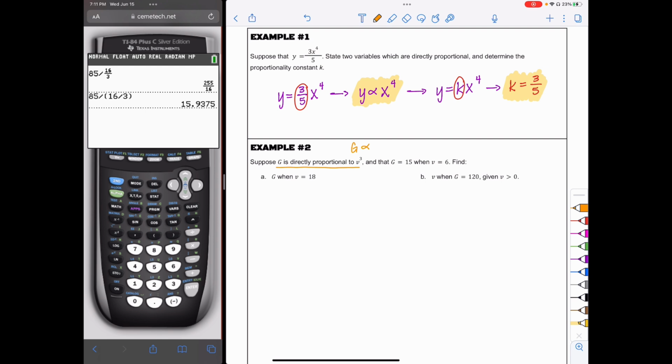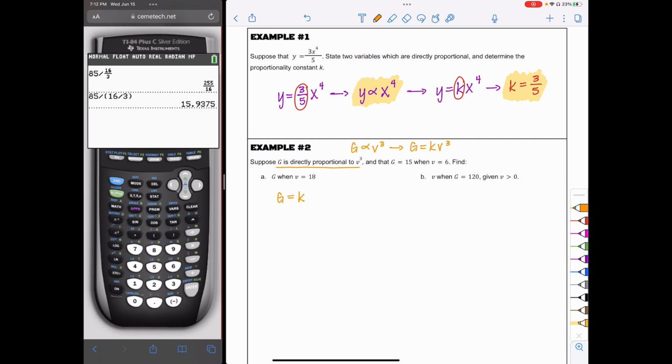Well, when it says here that G is directly proportional to V cubed, what that is saying is that G varies directly with V cubed, which means that we're going to have the equation G is equal to K times V cubed. So when we have that equation, we can use it to solve multiple things. So I'm going to use that equation, G is equal to K times V cubed.